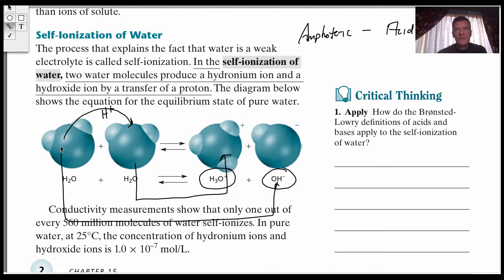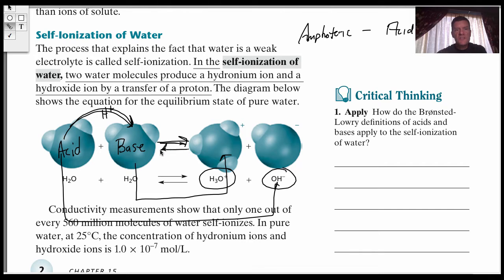So one water molecule is going to act like the acid. How do I know that? Because it is donating the proton, the H+. The other water molecule is going to accept that proton and act like a base. So in the forward direction, one water molecule acts as an acid, donates a proton to the other, which acts like a base.